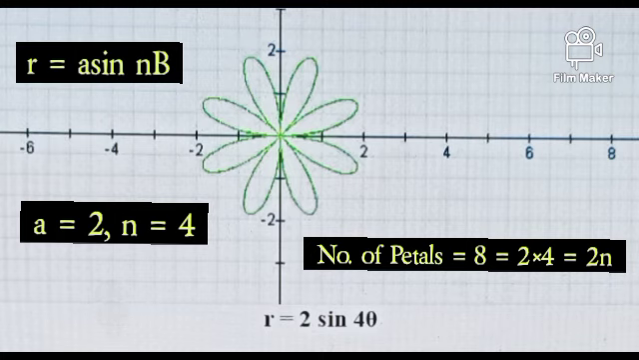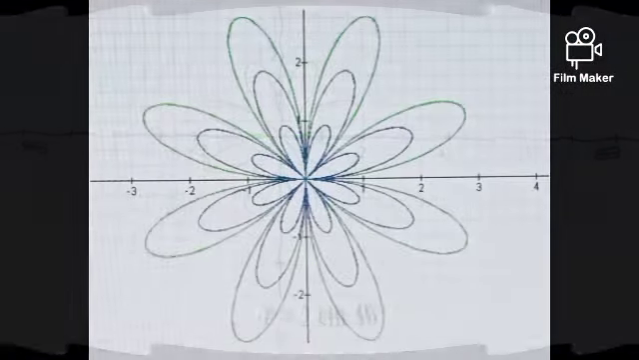We have seen that in polar equation r equals a sine nb, or the polar equation r equals a cosine nb, the graph is a rose, and if n is an odd number, the number of petals in the rose is n. If n is an even number, the number of petals is twice the value of n.